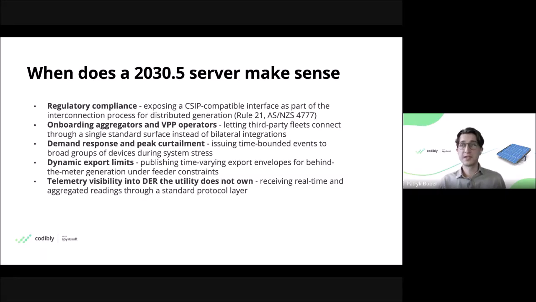Dynamic export limit programs appear as a driver in markets where behind-the-meter solar capacity is high enough that feeder constraints matter, and the utility needs to publish a time-varying envelope rather than rely on a fixed limit. Telemetry visibility into DER the utility does not own is a use case in its own right, because once the server is in place, the utility starts receiving real-time and aggregated readings from fleets it previously had no protocol-level visibility into.